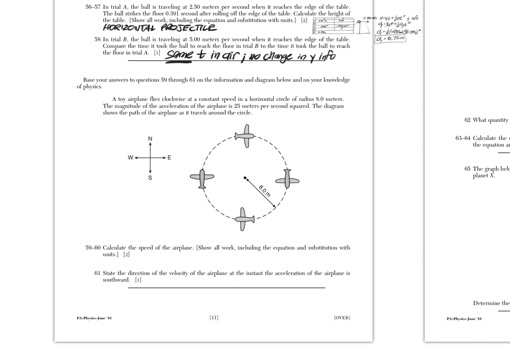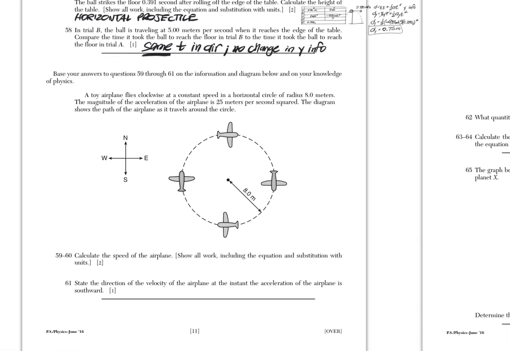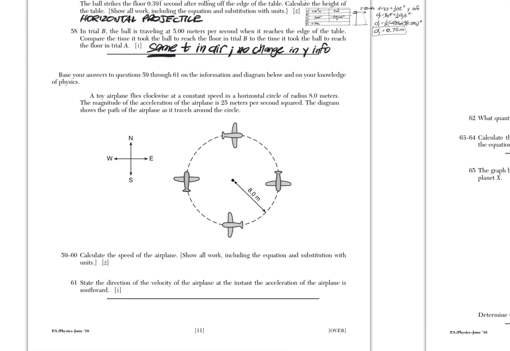So 59 through 61, circular motion problem. Toy airplane flies clockwise. At constant speed, a horizontal circle of radius 8 meters. Acceleration is 25 meters per second squared, and the diagram shows the plane as it travels around the circle. 59 to 60, what is the speed of the airplane?